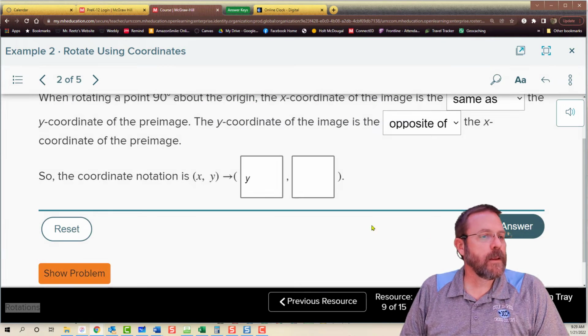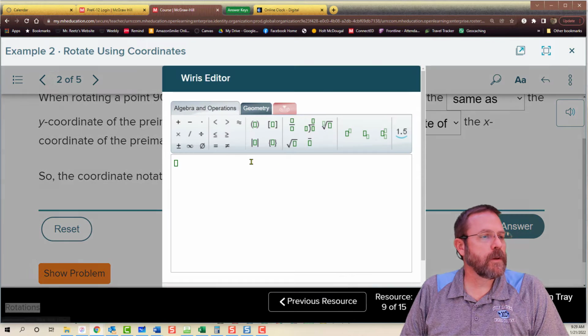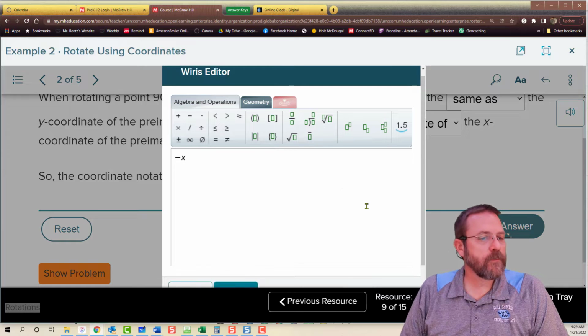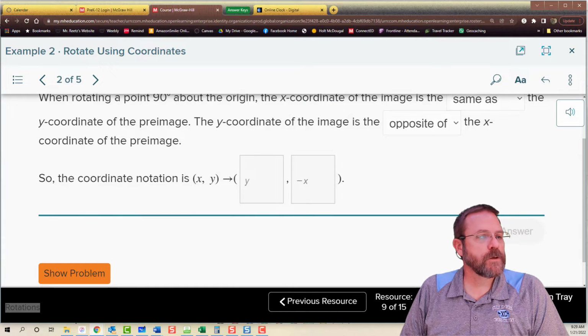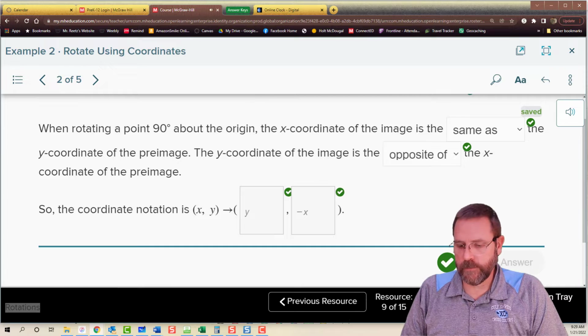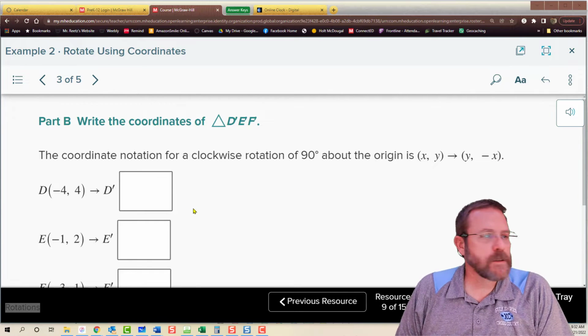Accept that, and maybe let's try that again. The negative x value, accept that, and check it, and it all checks. So let's put this into practice a little bit.